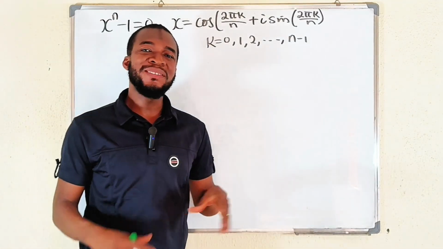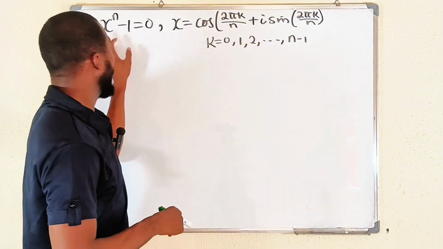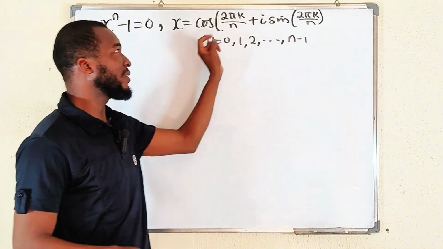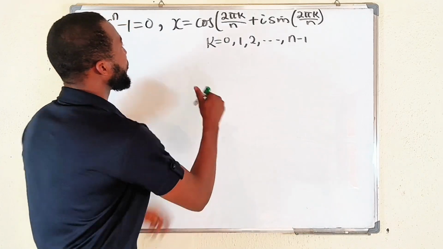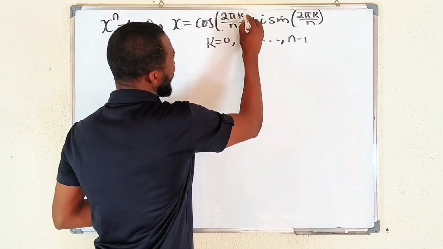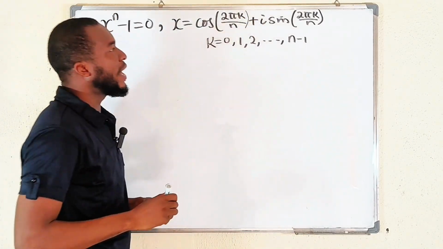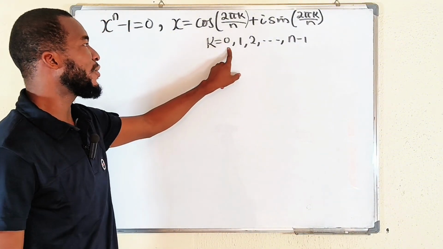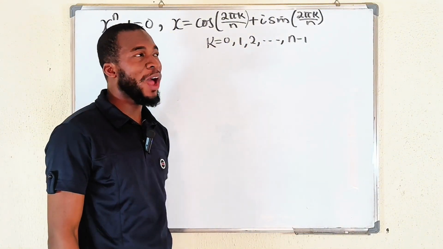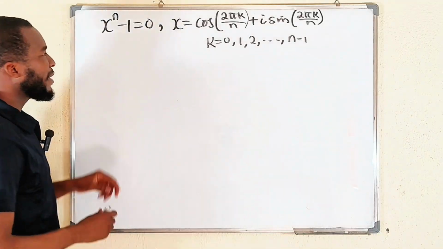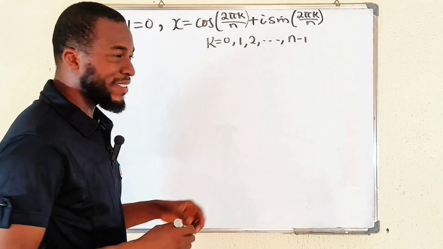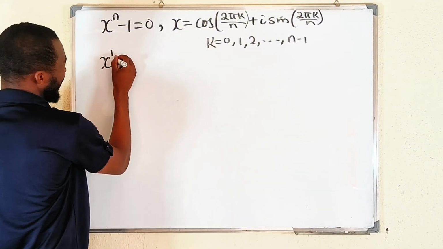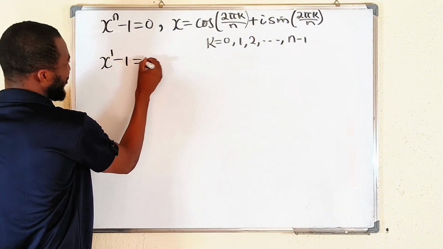So now we have seen that the general solution for x to the power of n minus 1 equal to 0 is cosine of 2 pi k divided by n plus I sine of 2 pi k divided by n, for which k begins from 0 to n minus 1. So let's start by solving the first one. Remember, I told you this is a marathon. What if you have x to the power of 1 minus 1 equal to 0?